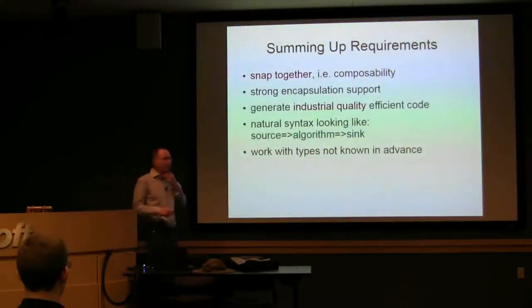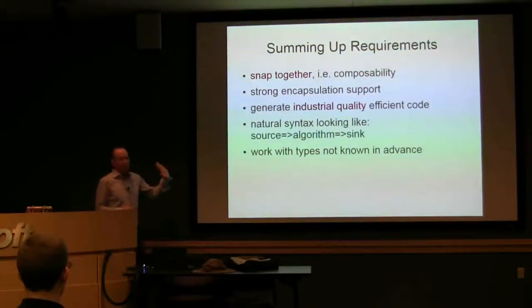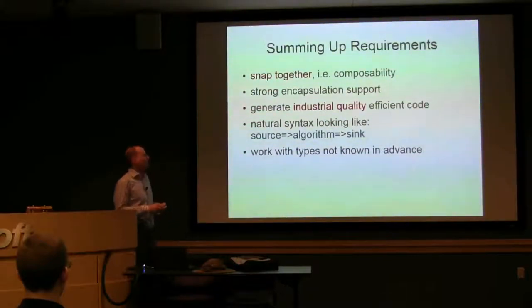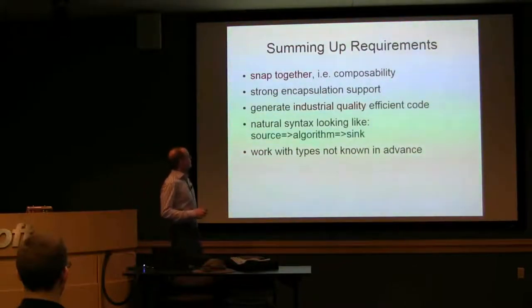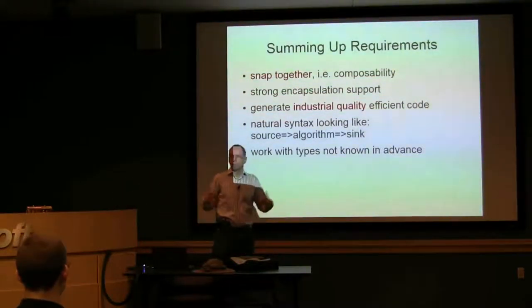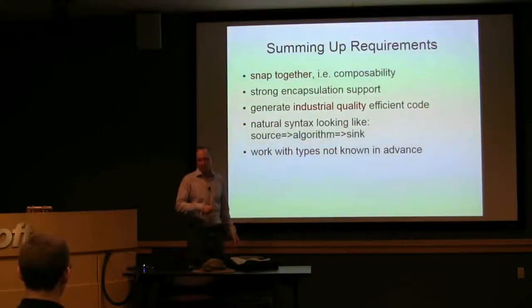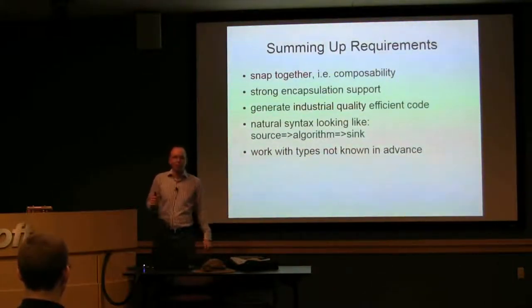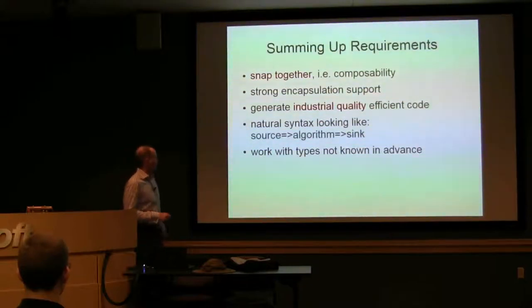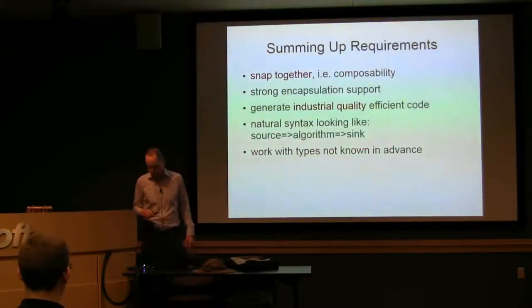So let's sum up our requirements for what a component is. They snap together, or another word for that is they're composable. Strong encapsulation support, because we don't like leaky abstractions. We want to generate industrial quality code, because if we don't, people won't use it. They'll go back to writing their Whirlpool code because it's more efficient. It's got to deliver on the efficiency. It's got to have a natural looking left to right syntax, and it's got to work with types not known in advance. So it's got to work with pretty much unknown types.